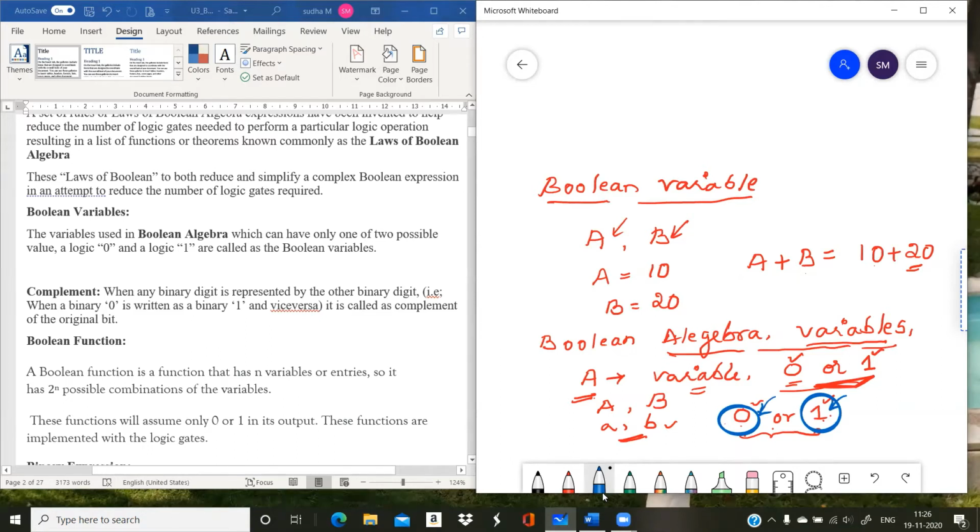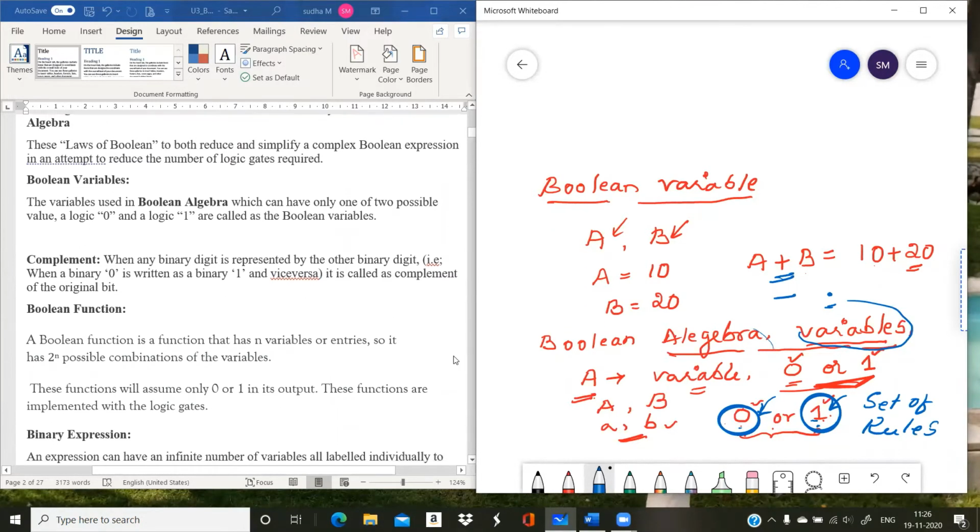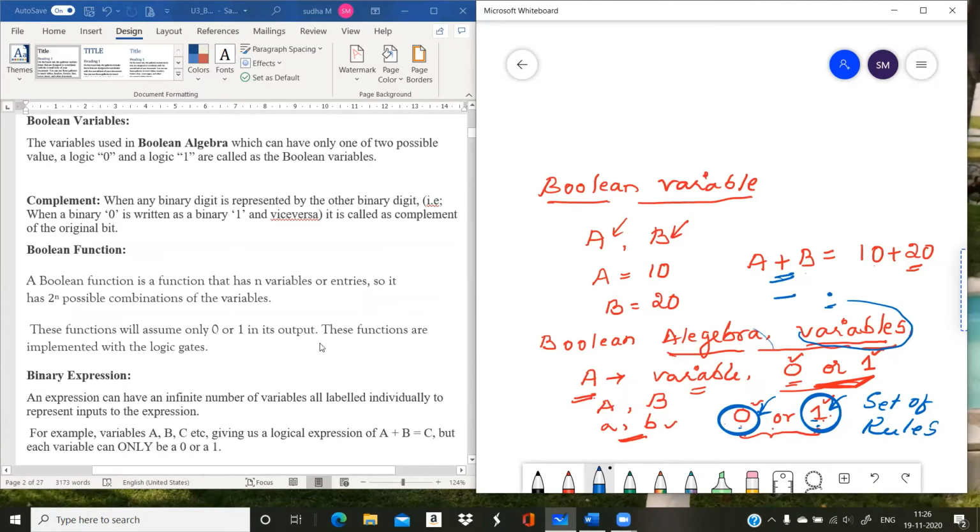So different operations are done as we do in mathematics: plus operation, minus operation, or addition, multiplication, dot operation. Any operation can be done on these zeros and ones. So to do that, a set of rules, a set of laws, a set of theorems are used. So this is what we call the variable. Okay. Next, what is Boolean function? Before that, what is complement?